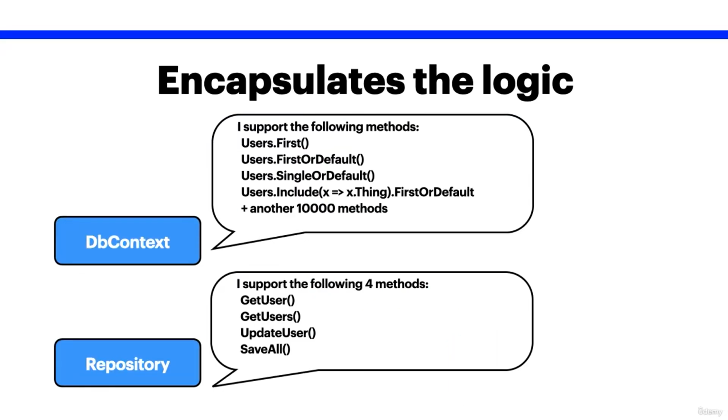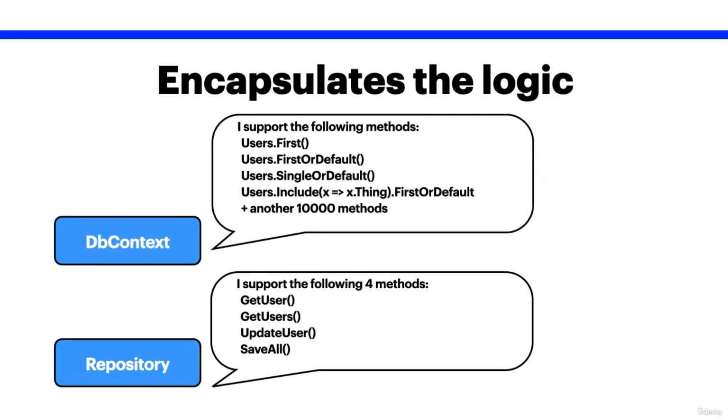So one of the reasons is that it encapsulates the logic. Inside our DB context, there's thousands of different methods you can use. Each DB context has DB sets. Those DB sets have hundreds of different methods that you can use inside the DB sets. You can use first or default, single or default. We can include things, we can get things, we can do many different things inside a DB context. And there are thousands of different methods that we can use.